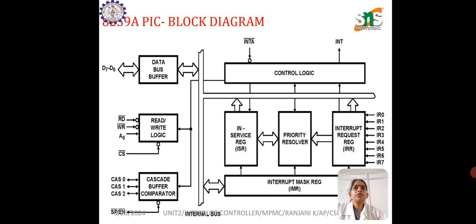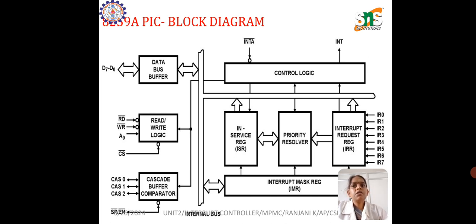Here, the data bus buffer block is used as a mediator between the 8259 and the 8085 or 8086 processor by acting as a buffer. It takes the control word from the 8085 microprocessor and transfers it to the control logic of the 8259. After selecting an interrupt based on its priority, it transfers the output of the selected input and addresses the interrupt service routine to the connected microprocessor.